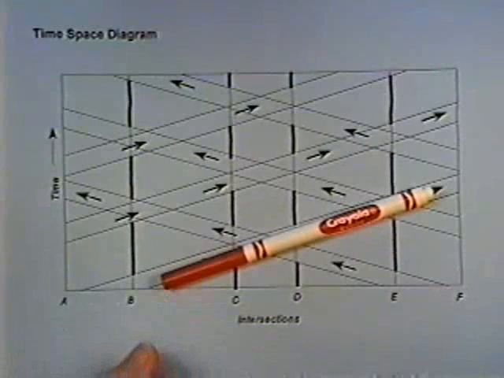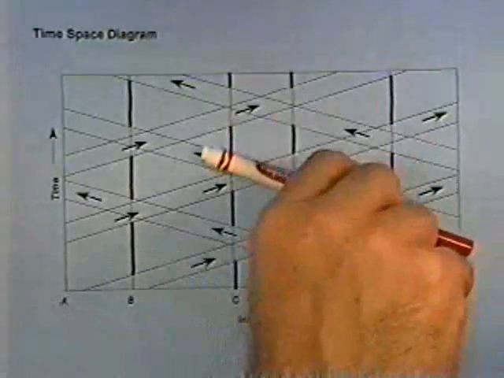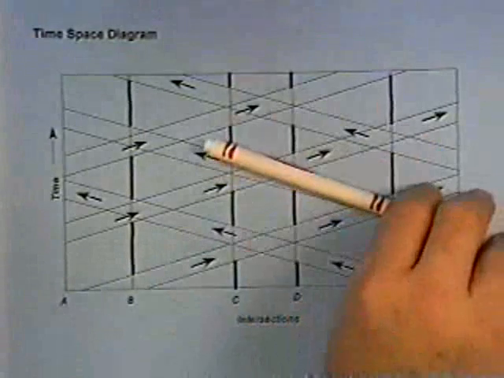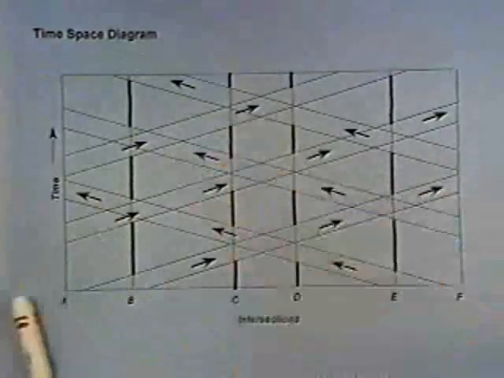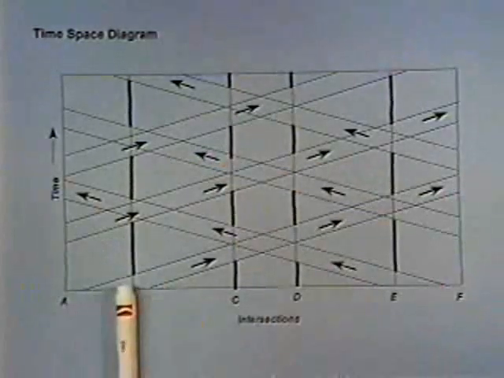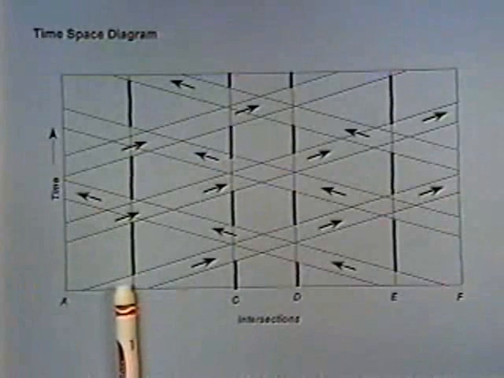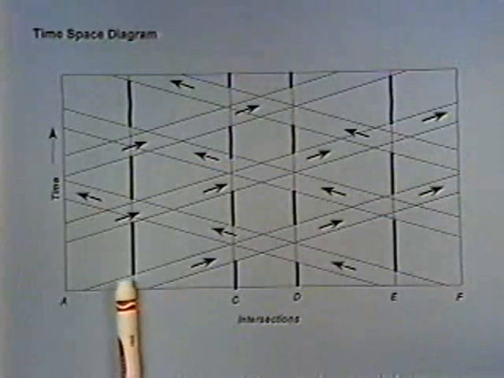So we have bands of time going from left to right. We also have bands of time going from right to left in this particular drawing. So we draw our intersections to scale. We have cycles on here. The cycle would be from the start of red at this intersection to the start of the next red.